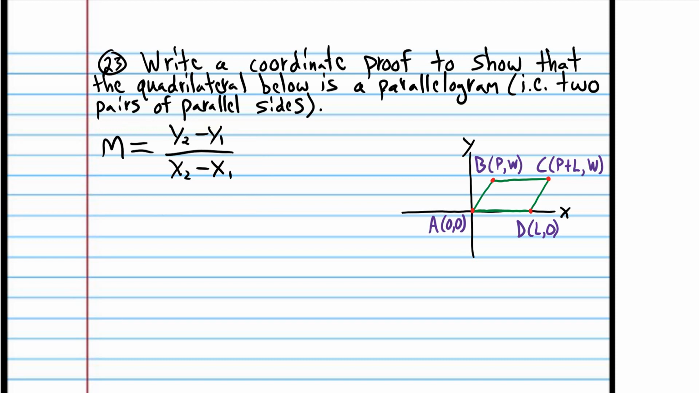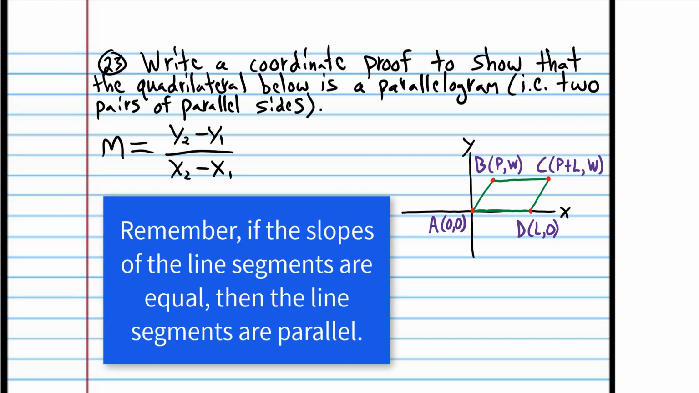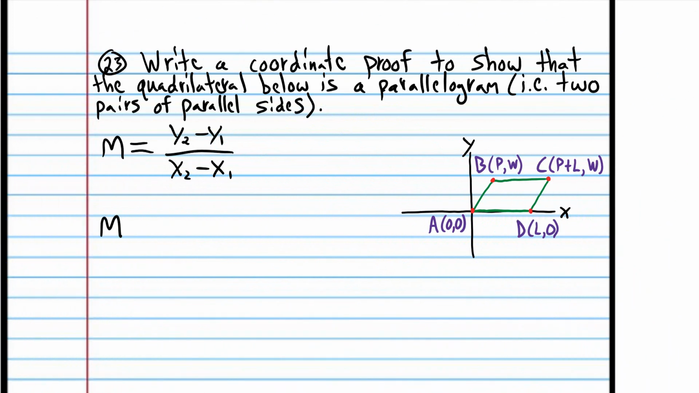So it's a very easy proof. Again, show AB is parallel to DC and BC is parallel to AD, and then you'll be done. And remember to write your conclusion statement. When you come back, we'll do it together. All right, we're back. Let's find the slope of segment AB.